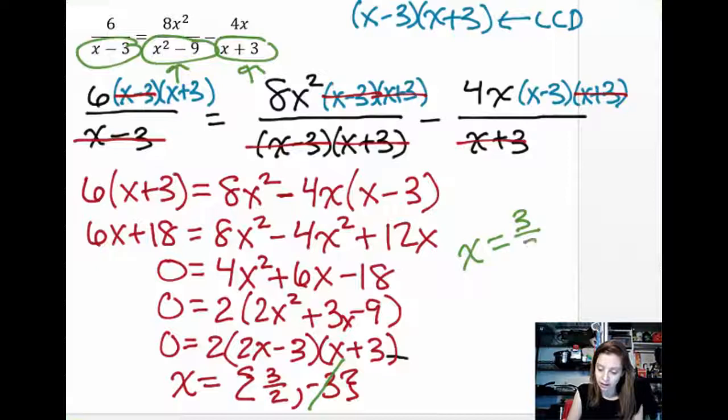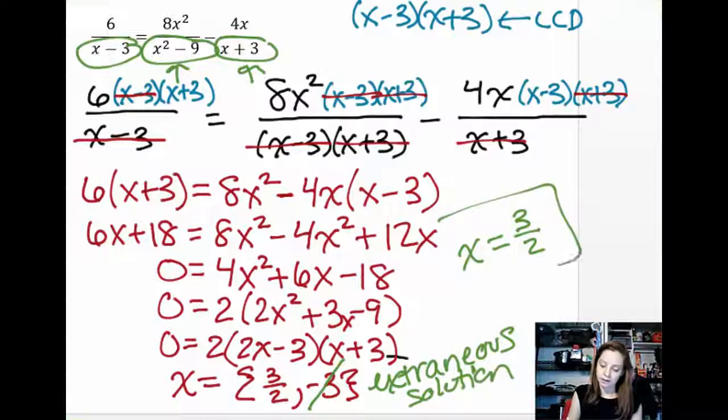x is 3 halves. You don't need to identify that negative 3 is an extraneous solution, but I'll write it for our notes purposes. Extraneous solution. And so we only have one x value. That's our answer.